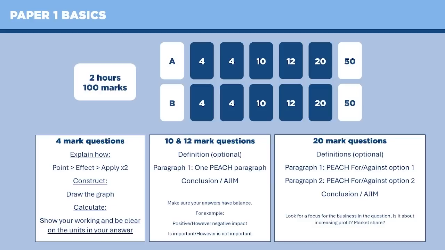For a 10 and 12 marker, I know that one's worth 10 and one's worth 12. To be honest, there's an extra analysis mark and there's an extra evaluation mark. I don't think that's necessarily worth doing an extra paragraph. A few people will talk about doing a second paragraph for each. For the extra 2 marks, I don't necessarily think that's worth it.